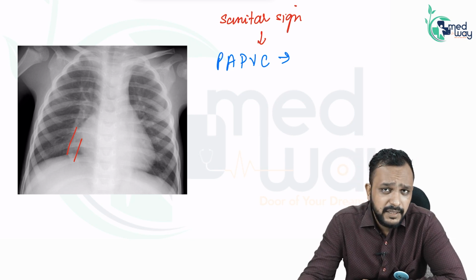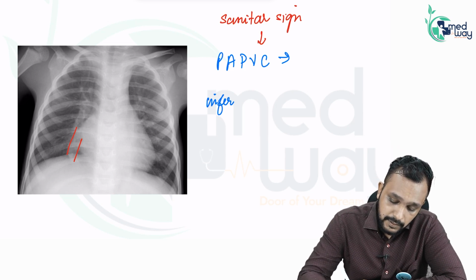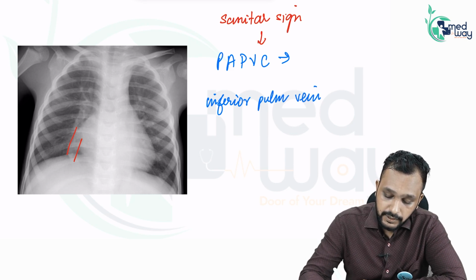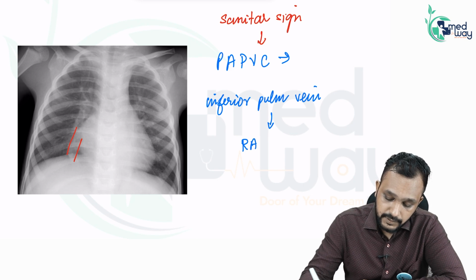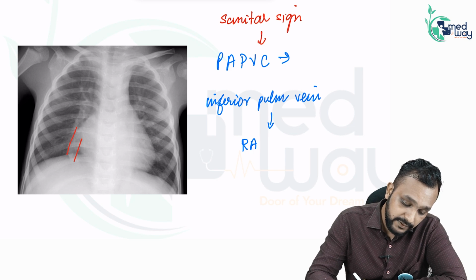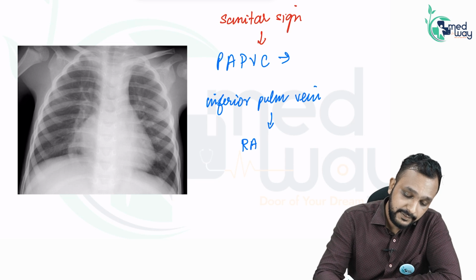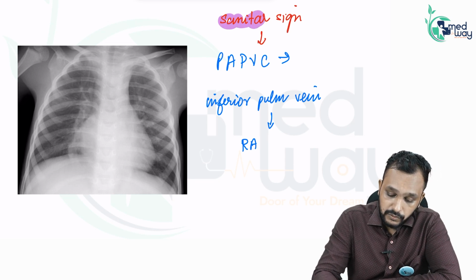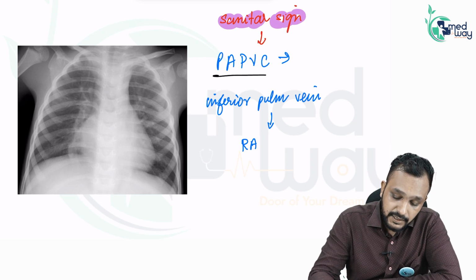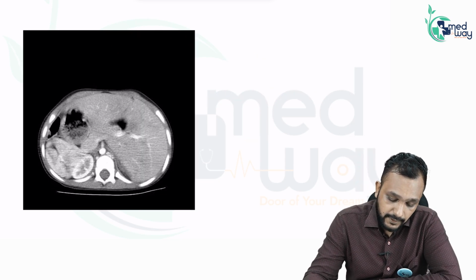Instead of all the pulmonary veins draining into the right side heart, here you have one single inferior pulmonary vein which is draining into the right atrium, right? And this inferior pulmonary vein appears as a radiopacity along the right side of the heart and this is known as Schmitt's sign. Clear? So, we should all know that this Schmitt's sign is seen in patients with partial anomalous pulmonary venous return.